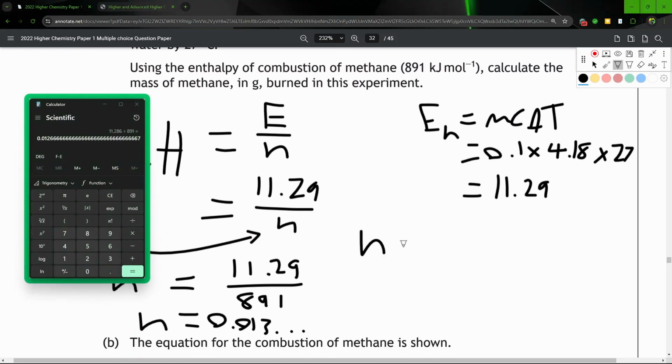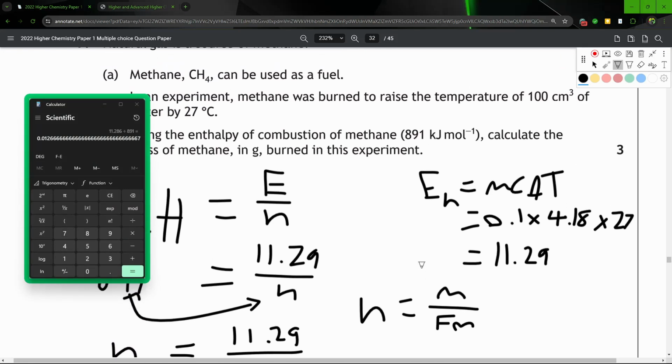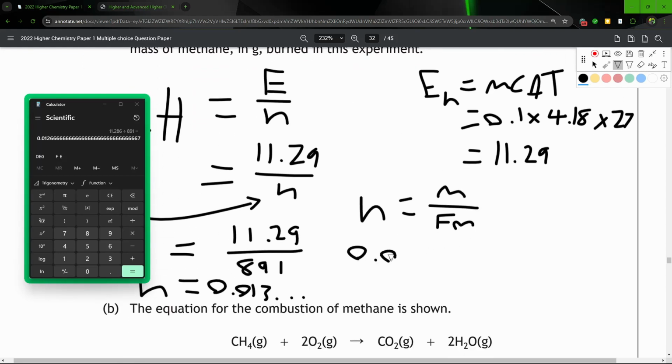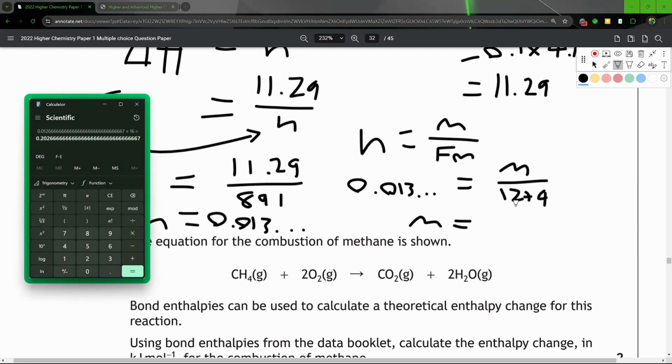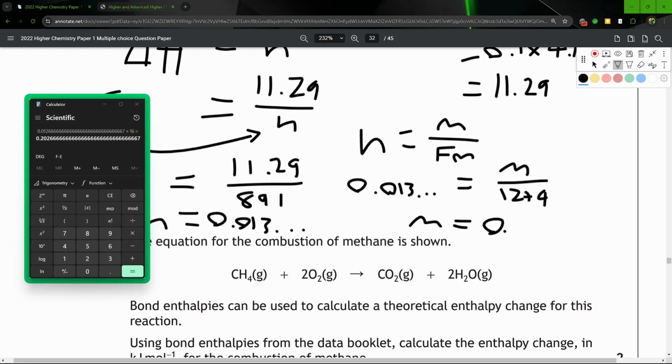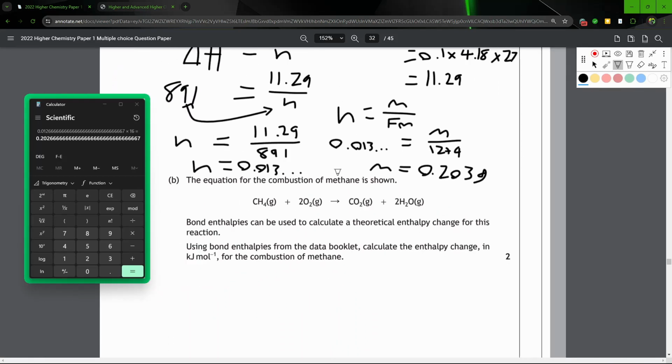Then all we need to do now is use the molar equation here. So methane has a formula mass of, we've got 1 carbon, we've got 4 hydrogens, so this will be 12 plus 4, so 16. So mass would be this times 16, which would be 0.20, and we'll round up to 3 grams. Oh, I didn't speed run that too much.